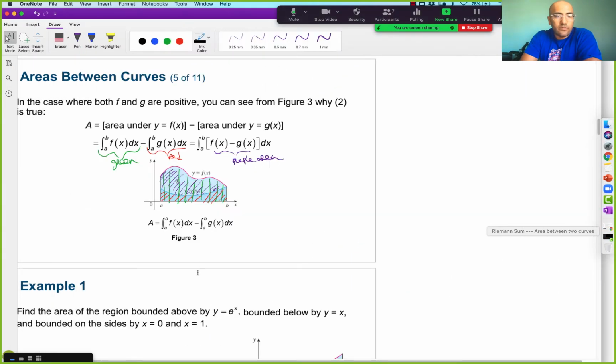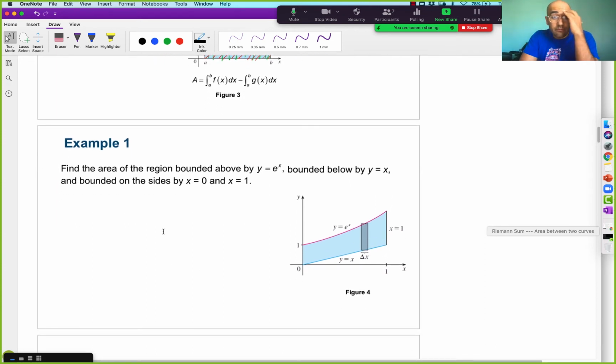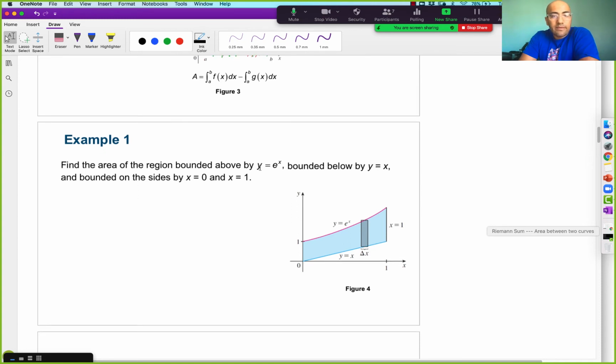Okay, so let's move on over here. Here's an example. Find the area of the region bounded by y equals e to the x power, bounded below by y equals x. So first of all, they're giving you a nice hint that this function is greater than this function. In some cases, that might be part of the work you have to do to decide which function is above and which function is below the other. So that might take a little bit of work. So bounded by this above, bounded by this below, and then bounded by x equals 0 and x equals 1. This is a nice little picture of this whole thing.